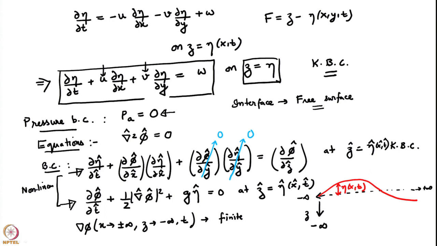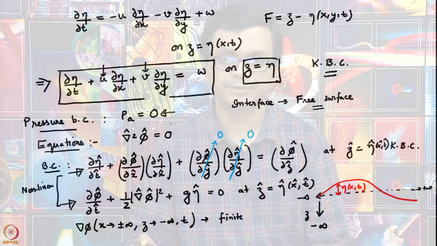And we have a coupling between phi hat and eta hat. The equation for phi hat itself is a linear equation, but then phi hat is coupled to eta hat at the boundary, and the shape of that boundary is not known a priori. So, even with all the simplification, it leads to a set of equations which are mathematically quite hard. So, let us see if perturbation can help us simplify these equations. In order to do perturbation, we will have to first non-dimensionalize our system.